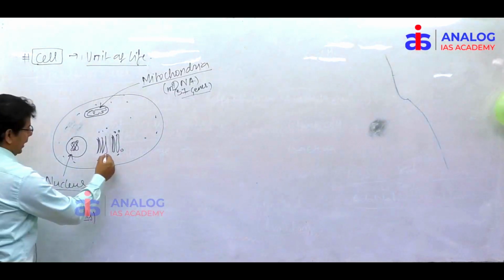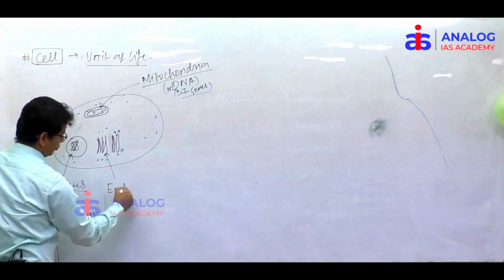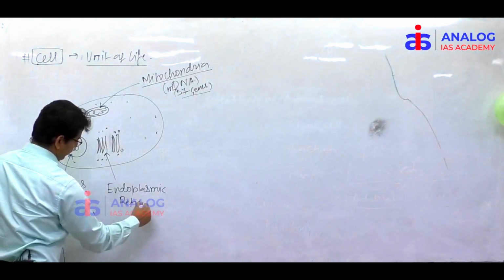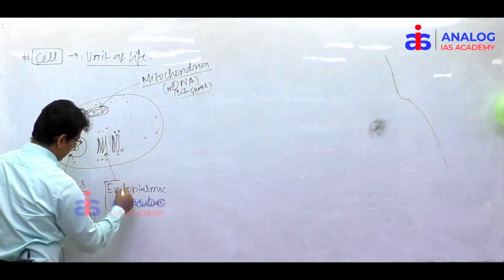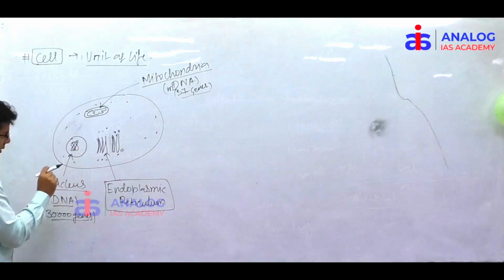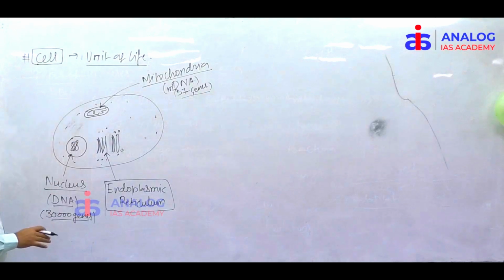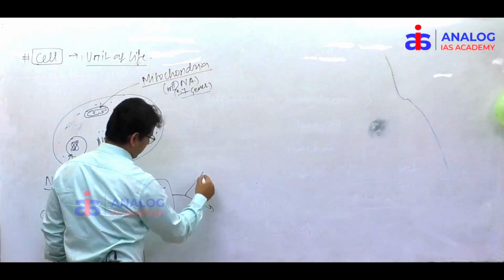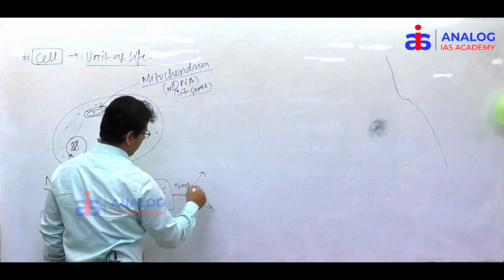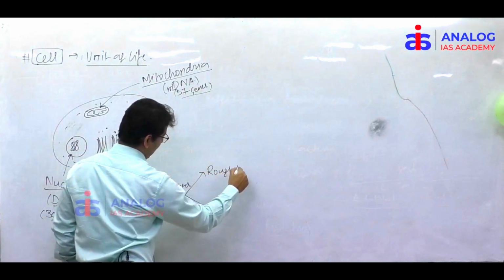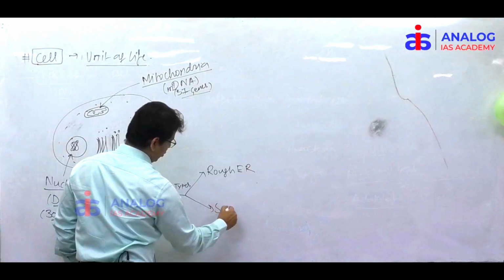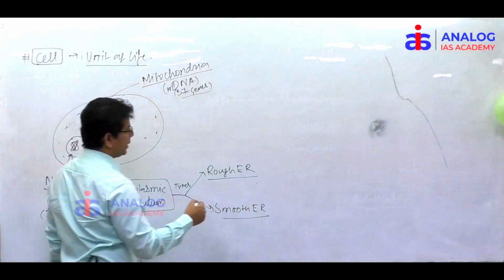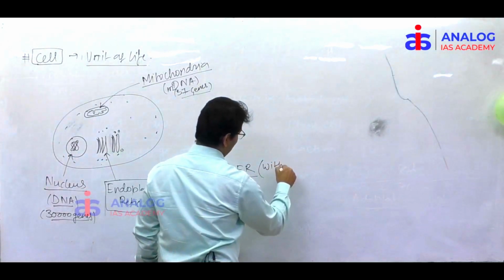Now this is called endoplasmic reticulum. Right. And we have to talk about this a little. So this is present inside the cell, that is called endoplasmic reticulum. This can be of two types. One is called rough endoplasmic reticulum. Another is called smooth endoplasmic reticulum. Very basic. Rough means that it will have ribosome.